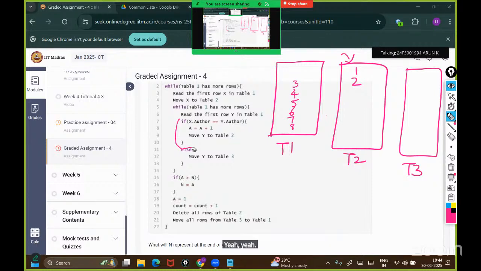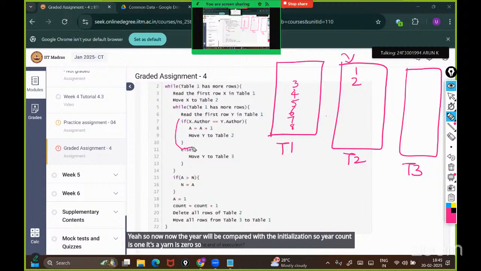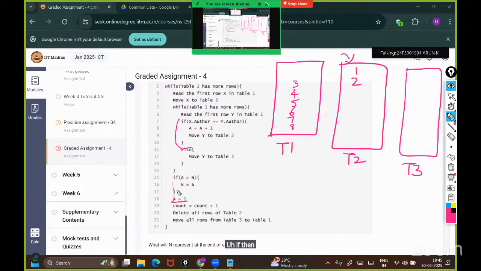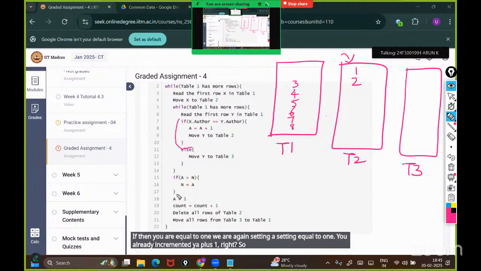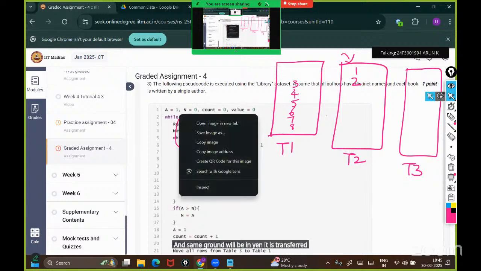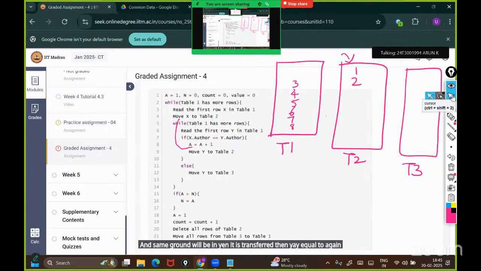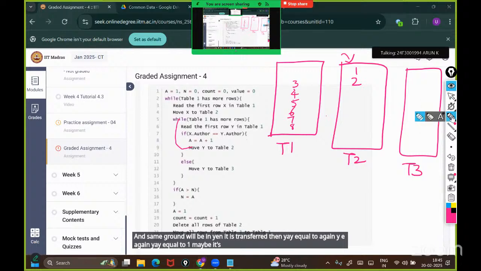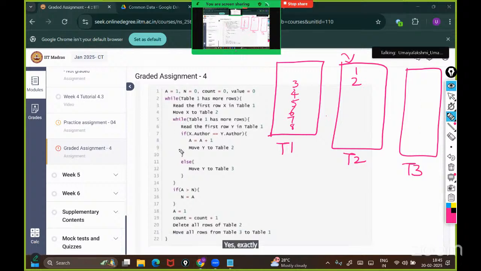Now A will be compared with the initialization. A count is 1, N is 0, so A is greater, and the A value is set to N. Then A equals 1. Why is A set to 1 again here? You already incremented A plus 1, so 0 plus 1, 1 is already there. Maybe it's resetting it to 1 again. Yes, exactly, because this loop ends here.